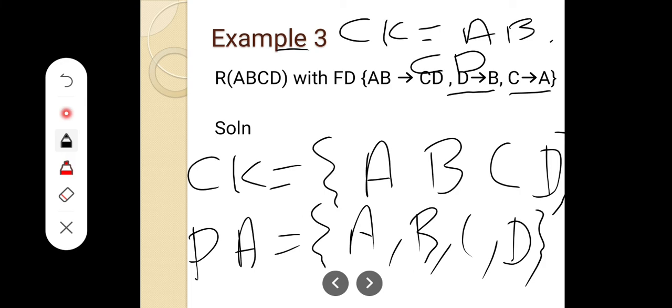This is also a university question. Okay, this is how the question comes. Clear? Thank you.